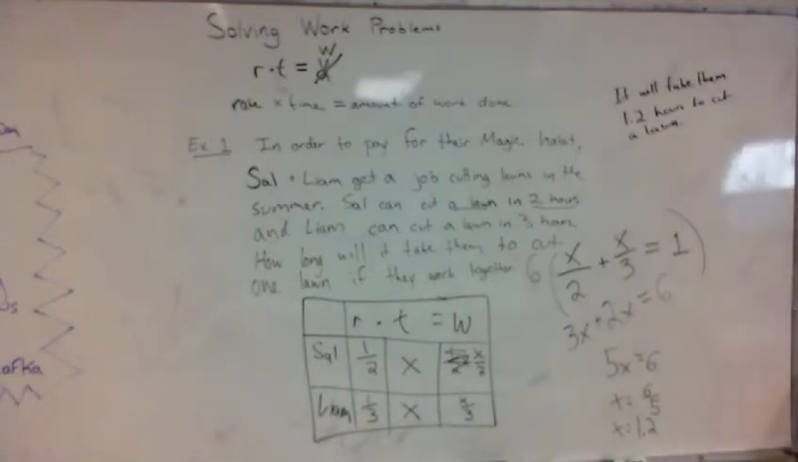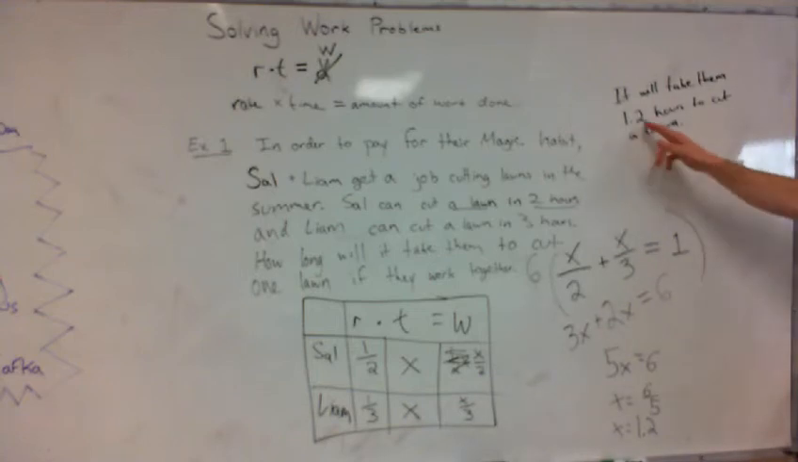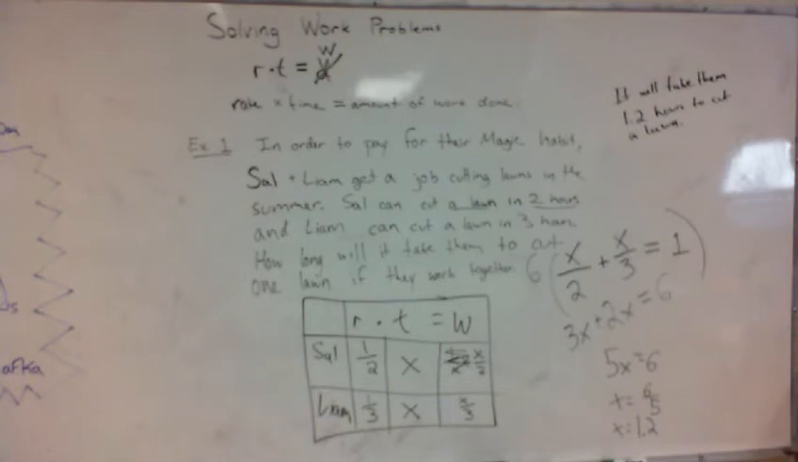How many minutes is 0.2 hours? 20. No. 12. It's definitely not 20, right. So we could figure out 1 hour and 12 minutes, but it's just a lot easier to write it as 1.2. 20 minutes is a third of an hour.